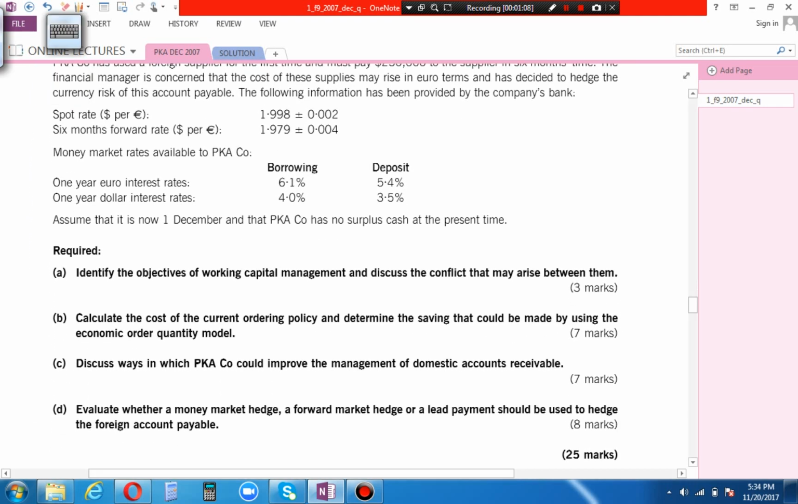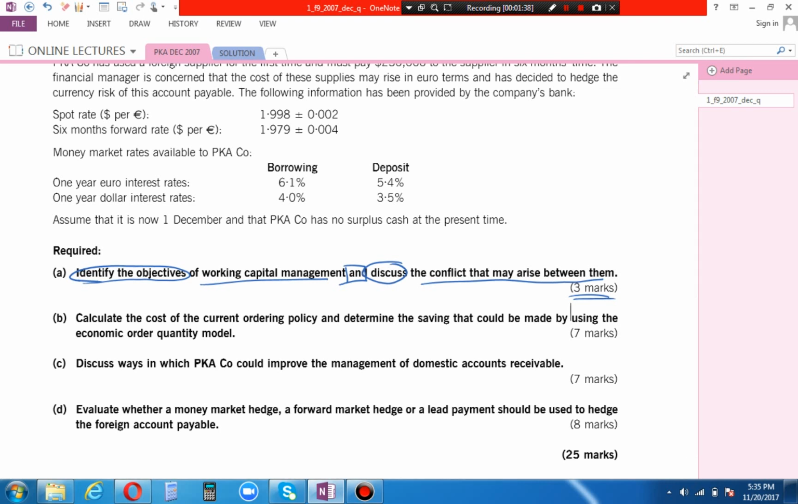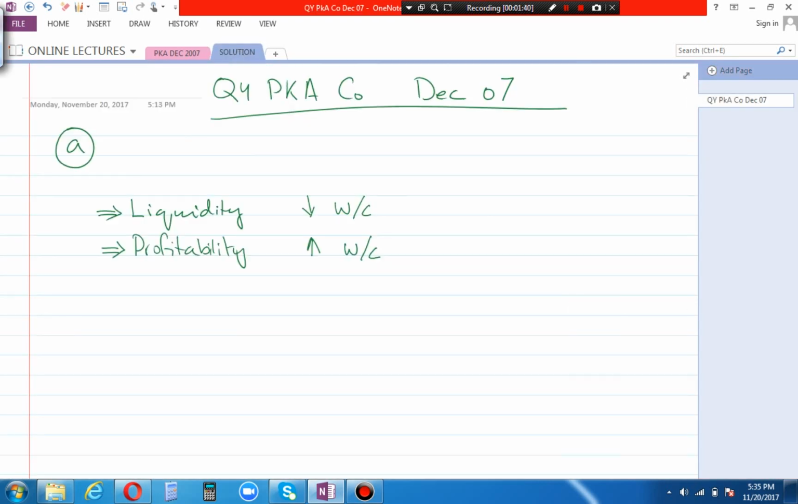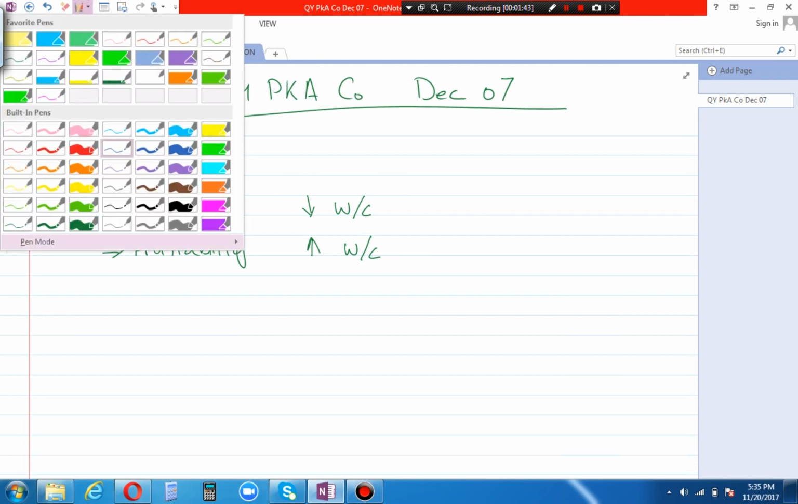All right, so the first question, part A, is saying identify the objectives of working capital management and discuss the conflict that may arise between them. This is comparatively an easy question, but don't get excited, it's just for 3 marks. So just give him 3 small paragraphs and that would be enough, right? So what are the objectives of working capital management? Well, there are 2 main objectives, liquidity and profitability. So it's liquidity and profitability, right?